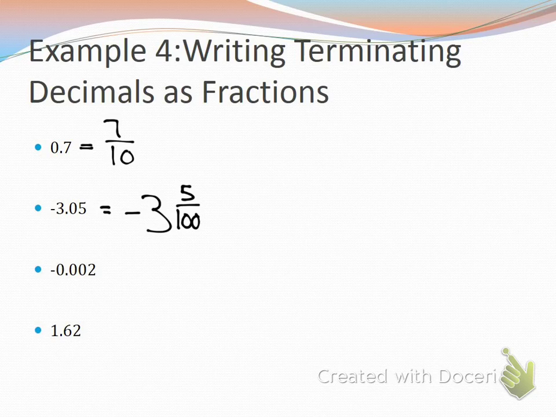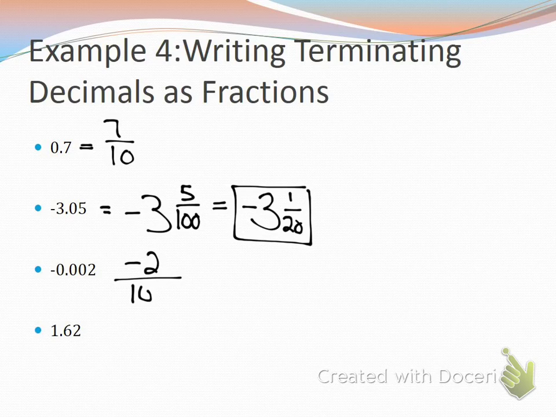Now, your final answer must be in simplest form. 5 over 100 can be reduced to what? 1 over 9. And that would be my answer. Okay? I want you to try the last two. All right, guys, so what's my fraction in number 3? Negative 2 over 1,000. And then I reduce it to negative 1 over 500.